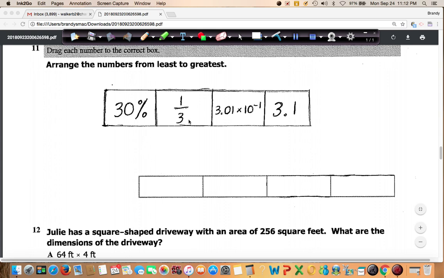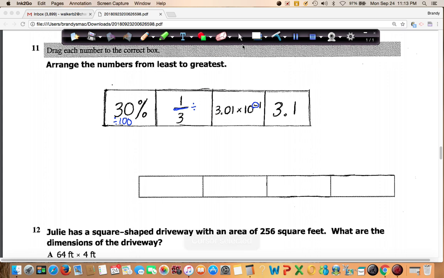Since they are in different formats, you guessed it, I'm going to put them into decimal form. You know that you divide this by 100 because it's a percent. You know that this division bar right here, this fraction bar, means to divide. Be careful with this negative, okay? That means the decimal is going to go to the left.